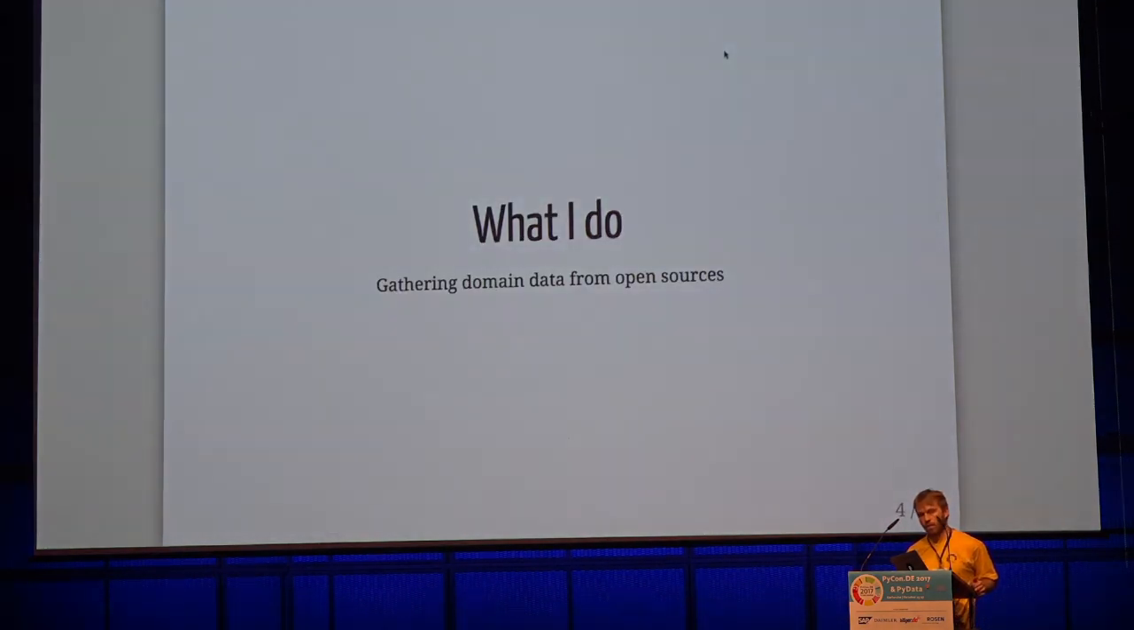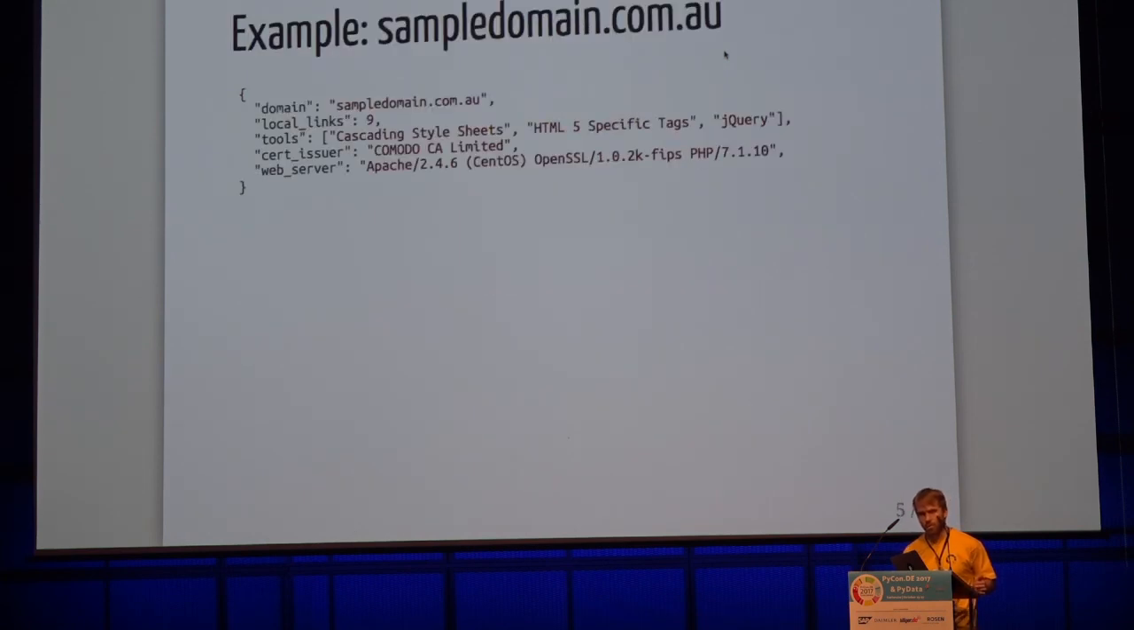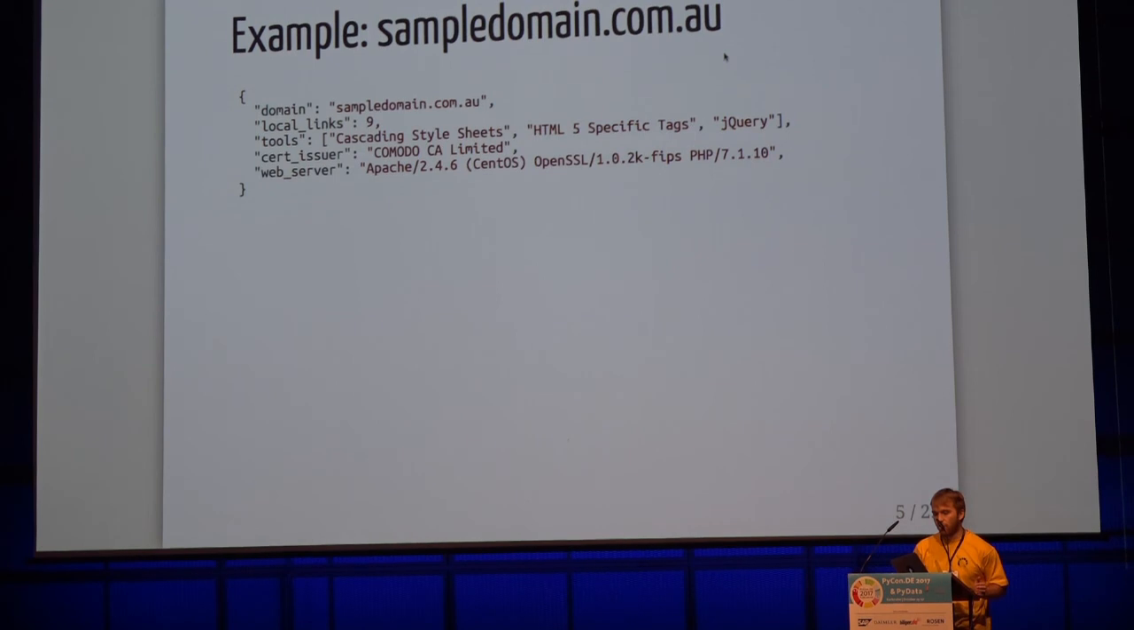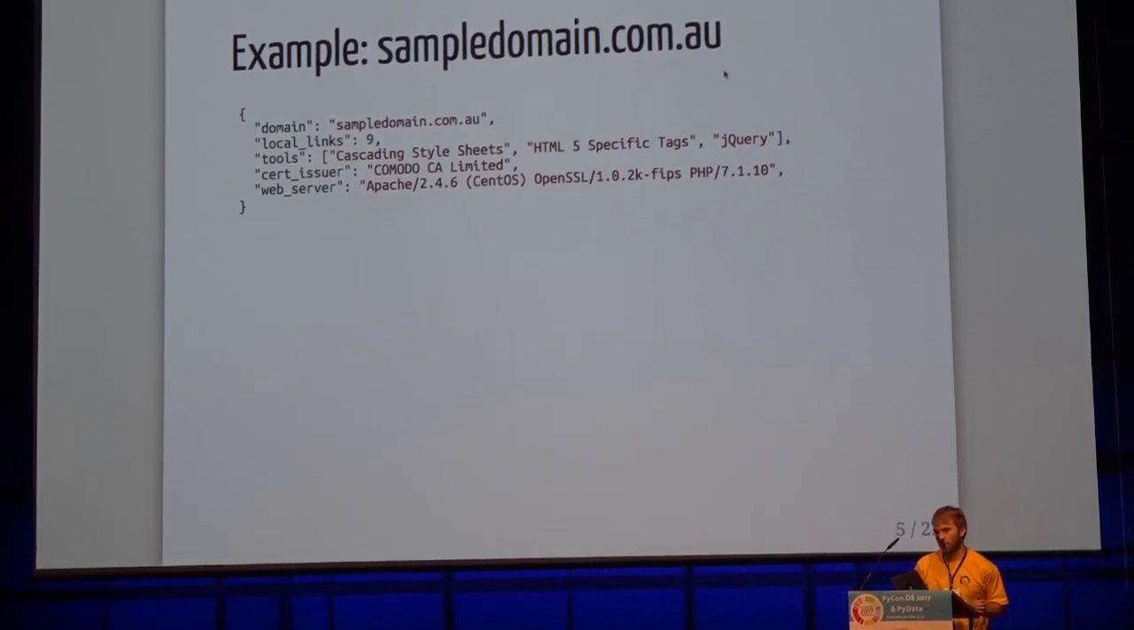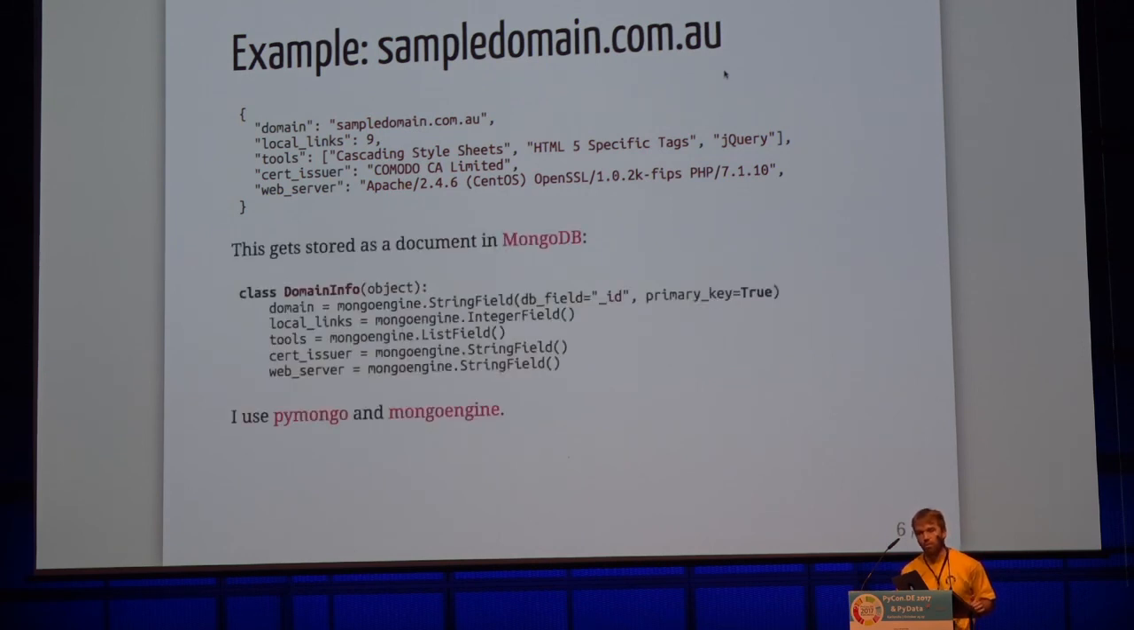So what do I do? I gather domain data from open sources. So for example, here is some information that we'll typically gather. For a sample domain, I'd know how many links they have on their page, what tools they use, who issues the SSL cert, and also what kind of web server they have, for example. I typically store this in MongoDB using the class there. It's a simple record with a field for each member of the JSON. I use libraries like PyMongo and MongoEngine to interact with this database.